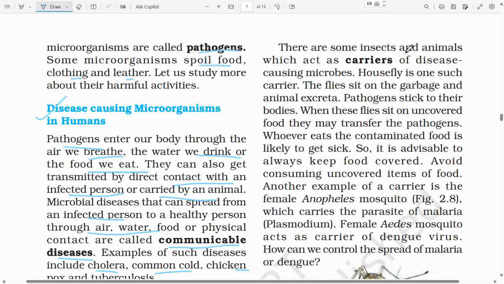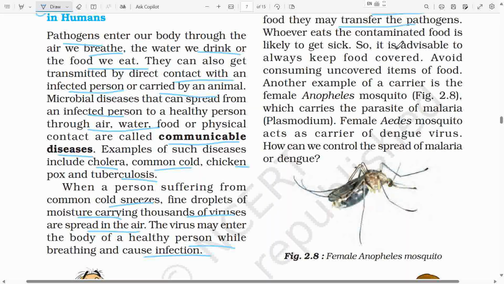There are some insects and animals which act as carriers of disease-causing microbes. Housefly is one such carrier. The flies sit on the garbage and animal excreta. Pathogens stick to their bodies. When these flies sit on uncovered food, they may transfer the pathogens. Whoever eats the contaminated food is likely to get sick. So, it is advisable to always keep food covered. Avoid consuming uncovered items of food.